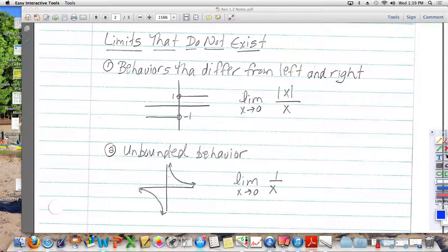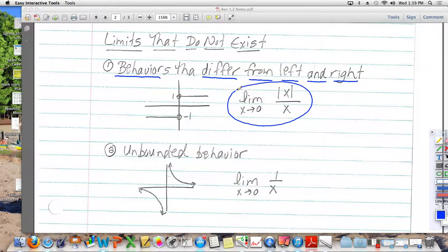Yesterday or a couple days ago, whenever it was, and we're going to talk about the three situations in which limits do not exist. And the three situations where limits do not exist are, number one, where the behaviors differ from the left and the right. So if you're heading in from the left, you're approaching one value, and when you're heading in from the right, you're approaching another value.